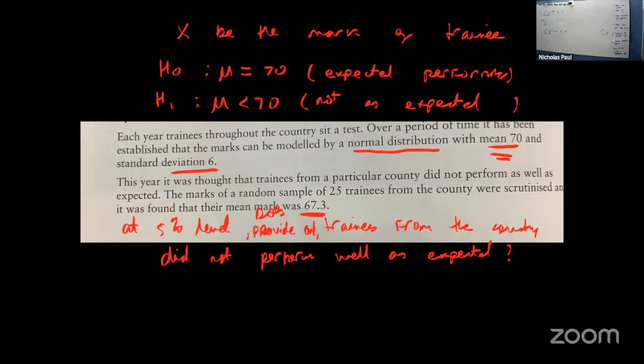The last line you wrote in the question was: at the 5% level, does this provide evidence that the trainees from the county did not perform as well as expected?